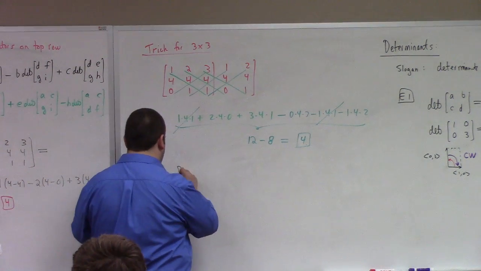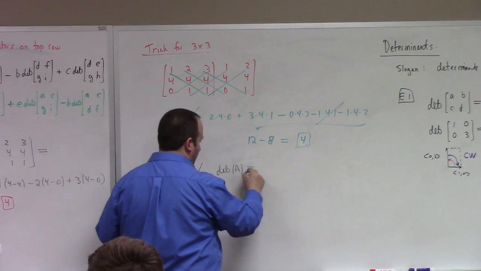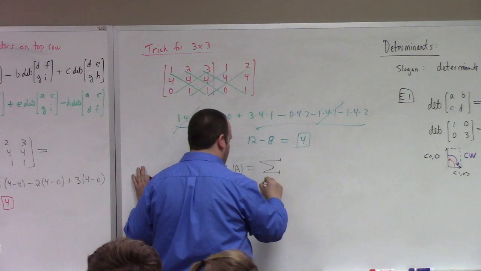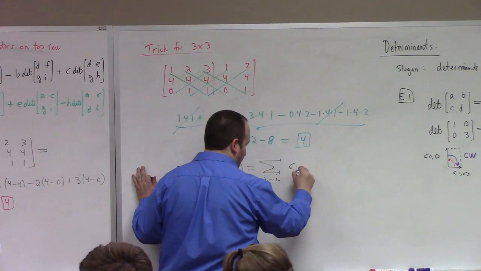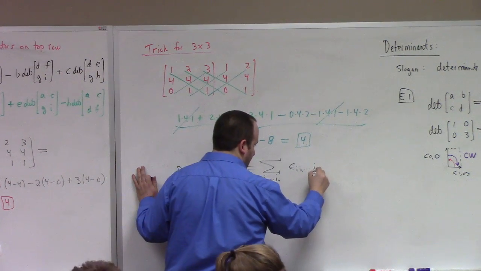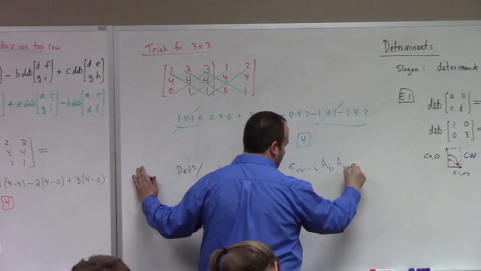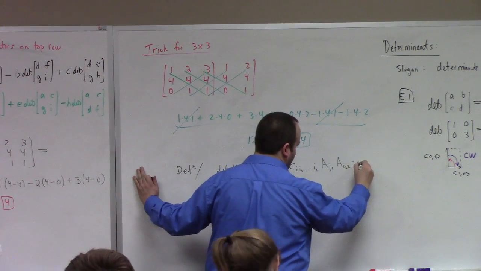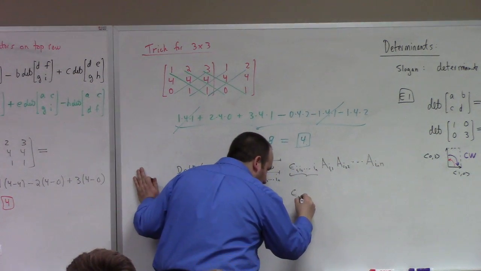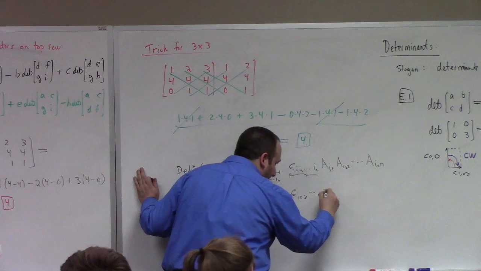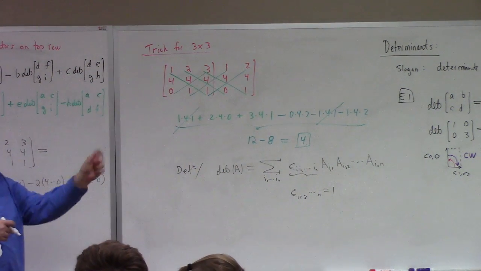But so the definition is that the determinant of A is the sum over I1 through In of epsilon I1, I2, through In, times A I1 1, A I2 2, and so forth, A In n. Now this thing is 1 if the indices are all in order from 1 to n, and anytime you flip 2 of them, you get a minus.